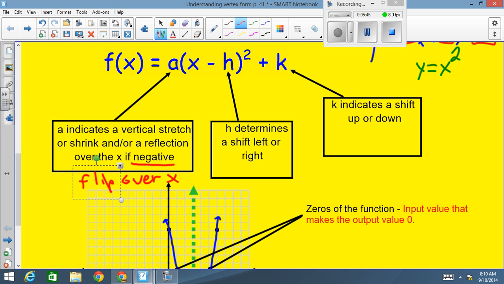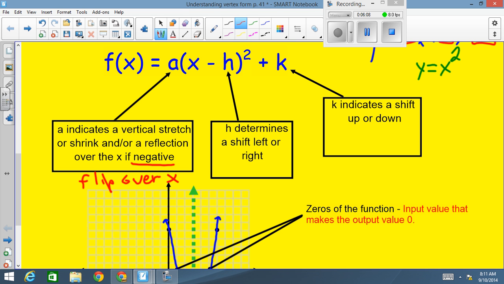The number on the inside, as we talked about last unit, that's the one that's a little tricky. Because if that h is negative, then it's going to go to the right. Well, let me take that back. That's not necessarily the case. We'll talk about that coming up here.